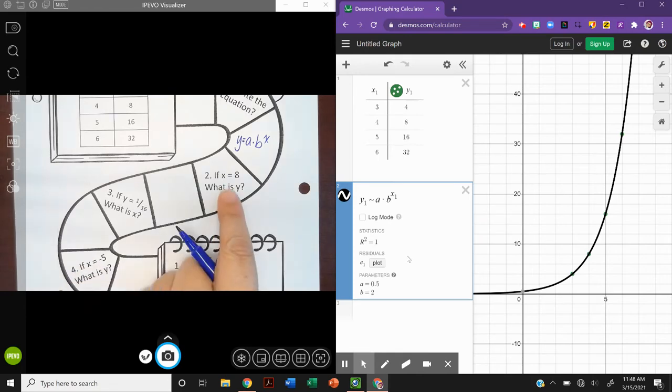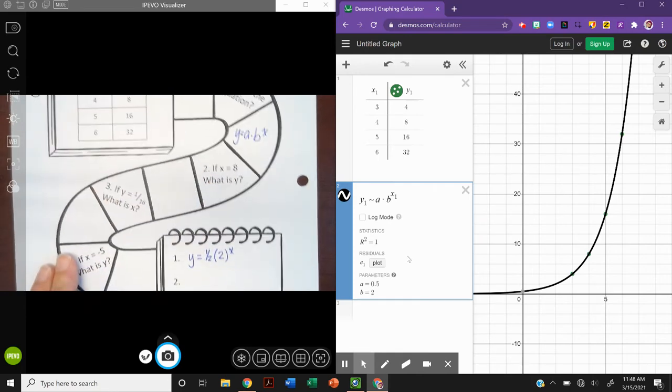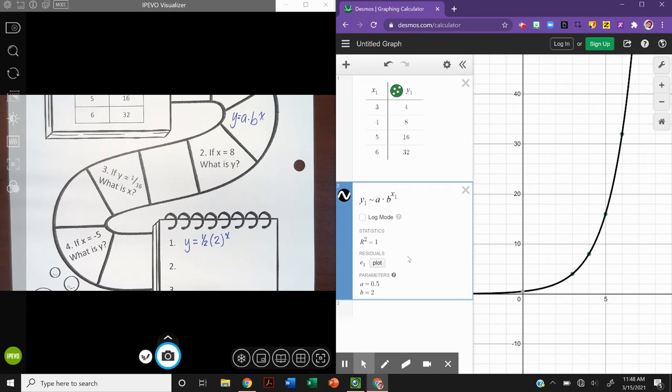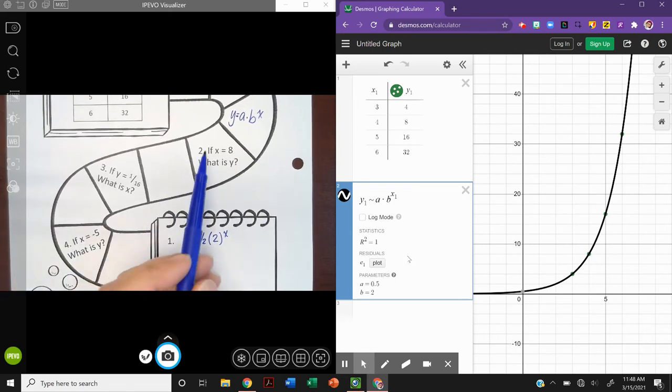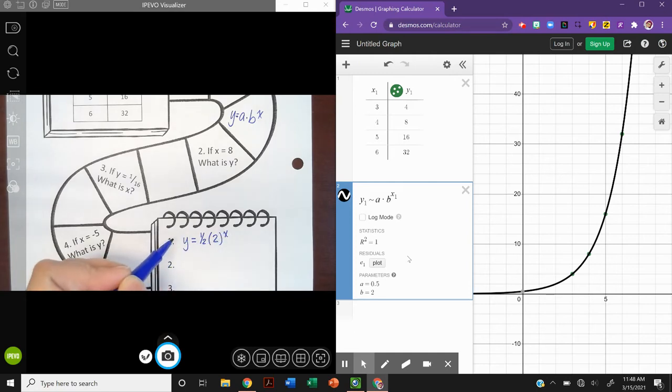Okay, so now let's talk about what happens with these three questions, and how I use these steps that we've written on the other side of my piece of paper. It says, if x equals 8, what is y? So they're asking you to figure out what y equals. Normally what we would have done is we would have put x right here, plugged in 8, and then solved it.